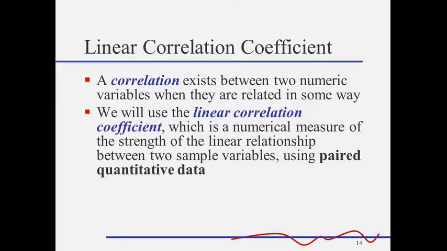This only applies to numeric variables. If the variables aren't numeric, then we can say they're associated, but we can't compute a correlation coefficient, so they aren't correlated, only associated. In this class, we will use a linear correlation coefficient to measure the strength of the linear relationship between the two variables. To compute the correlation coefficient, we must have paired data, and it must be quantitative data.